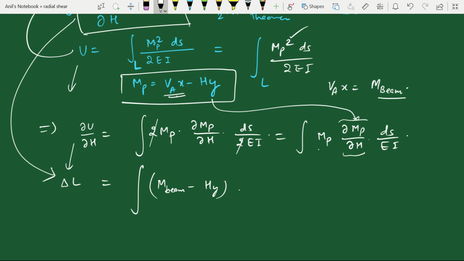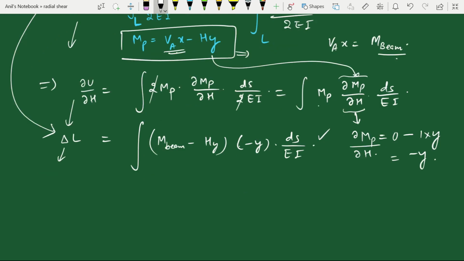Now differentiate Mp with respect to H. So Mp is equal to MB minus H into Y, so del Mp by del H will be 0 minus Y. So it is minus Y. So we have minus Y into ds upon EI.